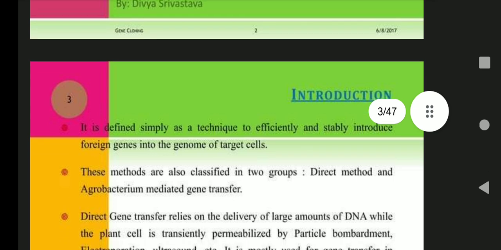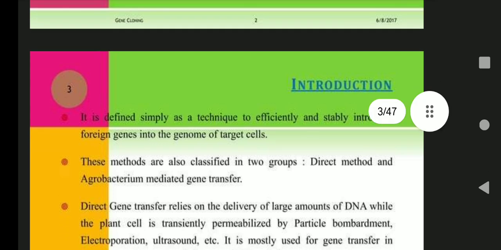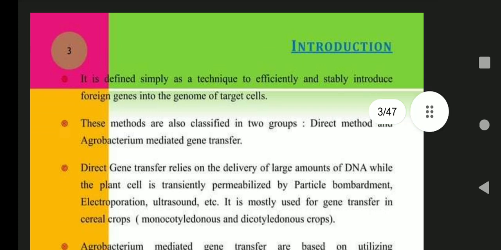Direct gene transfer mainly relies on the introduction of foreign DNA into the plant cell with the help of particle bombardment, electroporation, and ultrasound. All these are physical methods. In addition, we make use of chemicals like polyethylene glycol (PEG) and liposome-mediated transfer of DNA to the plant cell. That is the chemical method.